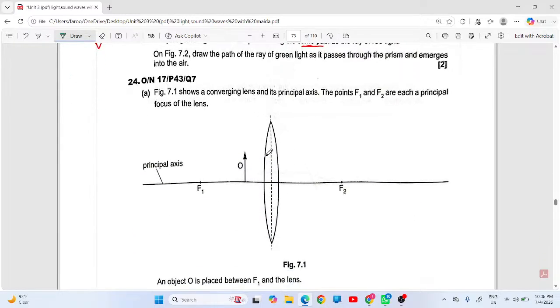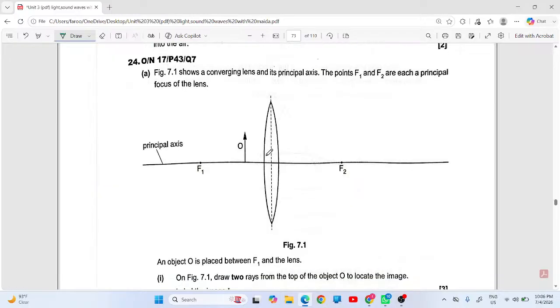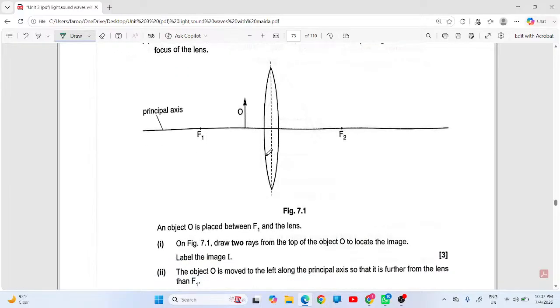Next is question number 24. Figure 7.1 shows a converging lens and its principal axis. The points f1 and f2 are each principal focuses of the lens. The object O is placed between f1 and the lens. Whenever the object is placed between the focus and the lens, this is the case of the magnifying glass. Figure 7.1: draw two rays from the top of the object to locate the image I.